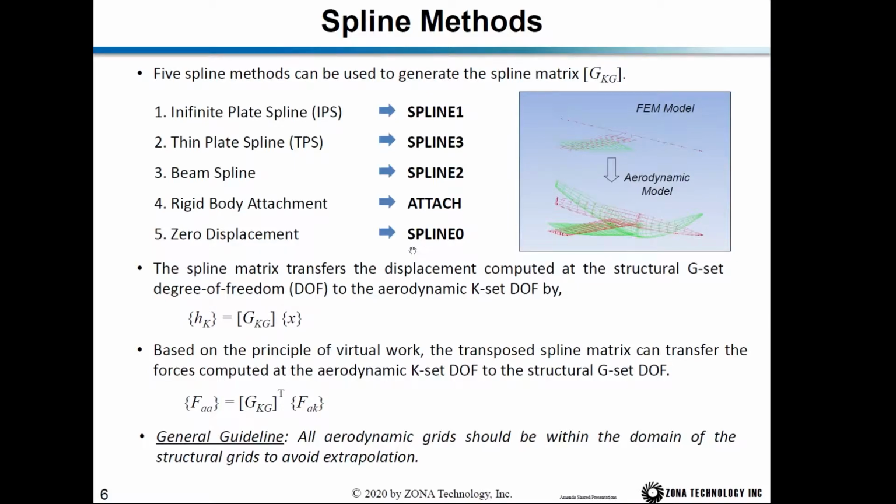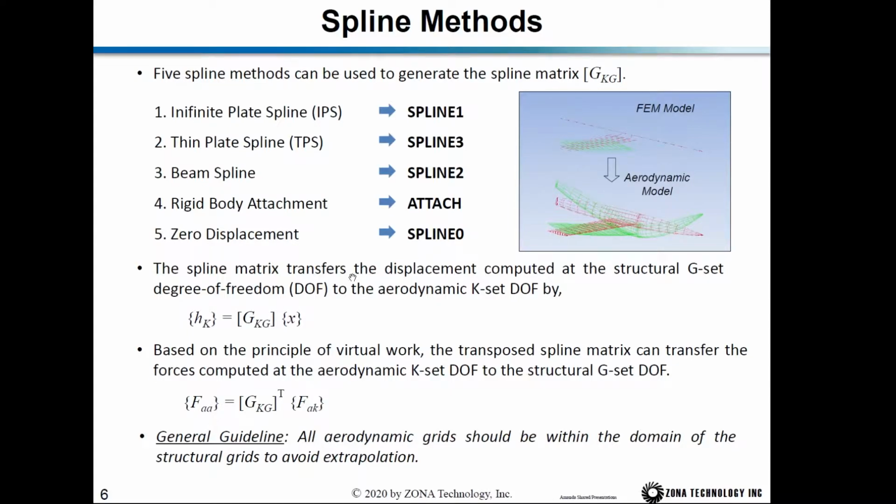And when are we going to use this spline 0 card? If you use the CAERO7 to model the wind tunnel wall, and the wind tunnel wall is not a part of the structure model, you can put a spline 0 to make a zero displacement on those CAERO7 that model the wind tunnel wall.